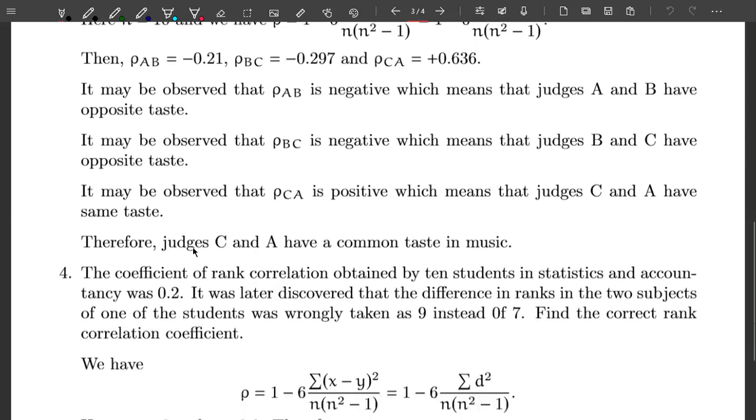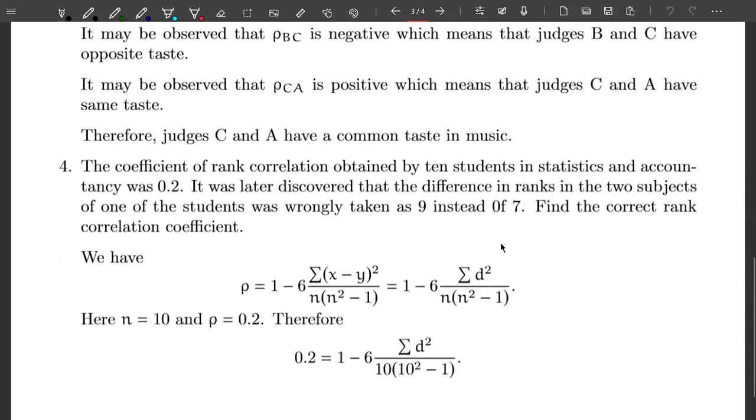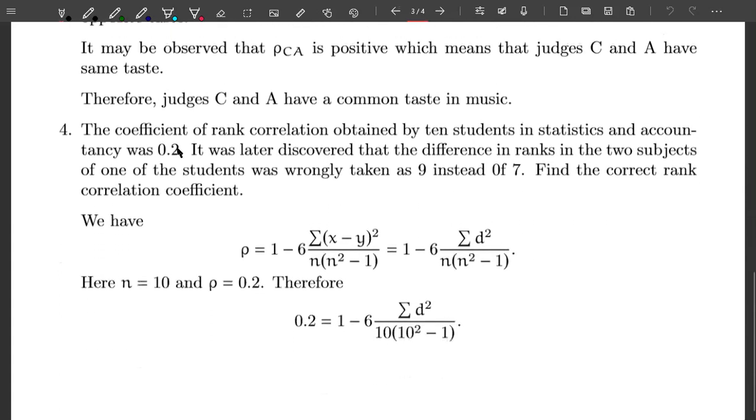So this is the conclusion. Therefore, judges C and A have a common taste in music. Fourth problem. The coefficient of rank correlation obtained by 10 students in statistics and accountancy was 0.2.